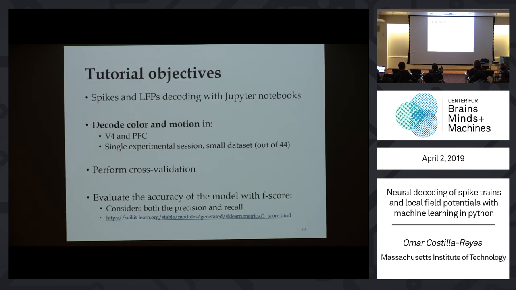So what are the objectives of this tutorial? As I have explained to you, we're going to do spikes and LFPs decoding. And we're going to focus on two areas, FEF and PFC, in a single experimental session. So it's a very small data set compared to the 44 sessions in total that we have for this task. Then we're going to perform cross-validation, and we're going to evaluate how well we're doing with a metric called F-score. This F-score is a combination of precision and recall. It's a harmonic mean. If you want to find out more, I have all these links so you can check them out. And we're going to share the slides and the code with you so you can do this at home as well.